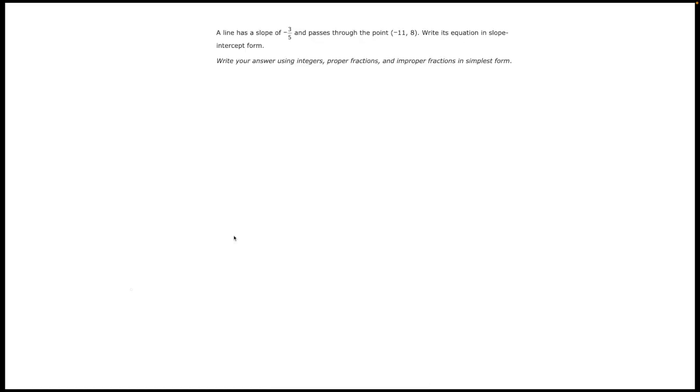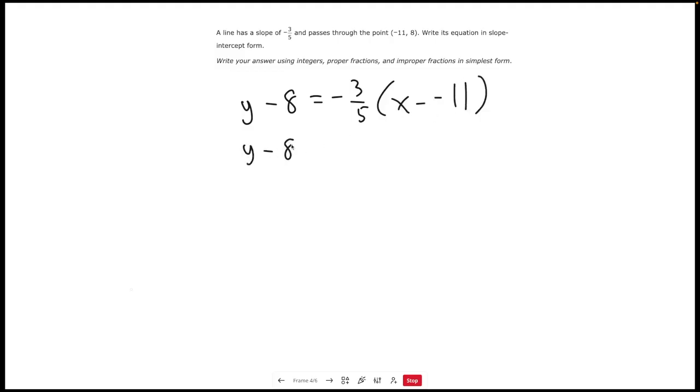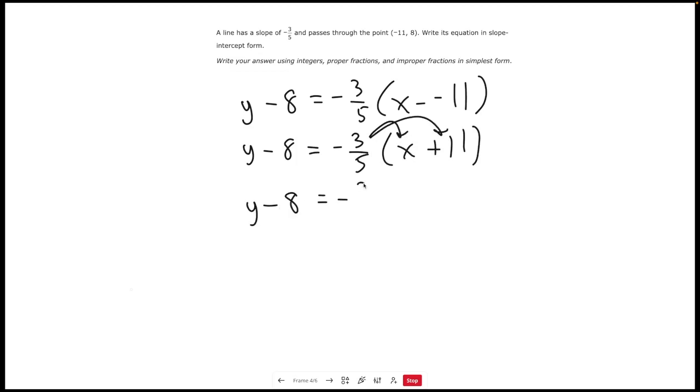And for this last type of problem, with fractions, still set it up the same way. So y minus 8 equals -3/5 times x minus -11. We need to get rid of this double minus sign, so we do y minus 8 equals -3/5 x plus 11. Now we distribute the fraction. So now we're going to have y minus 8 equals -3/5 x minus 33/5.